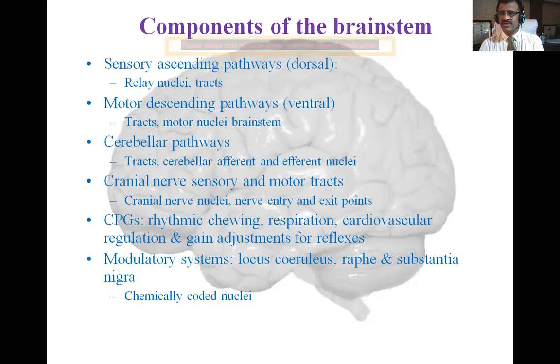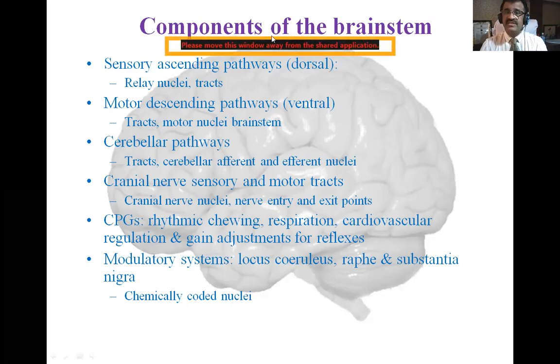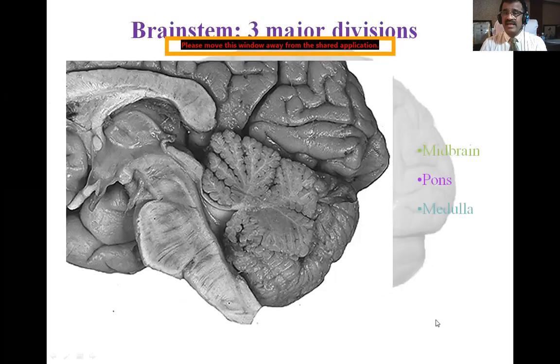Modulatory systems, so locus coeruleus, raphe, and substantia nigra, are chemically coded nuclei. So this is in more detail as far as the components of the brainstem are concerned. Now, this diagram is for you to differentiate the three major divisions of the brainstem.